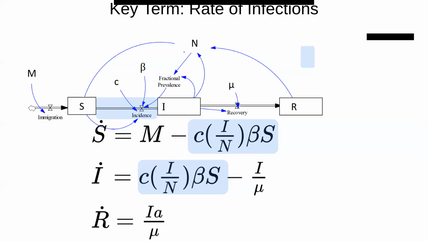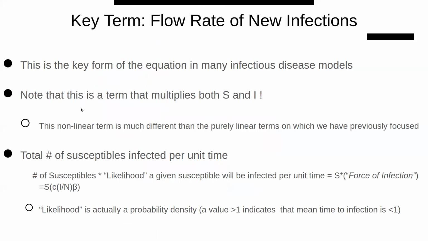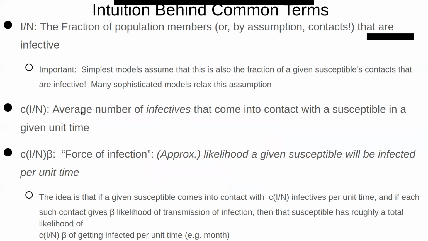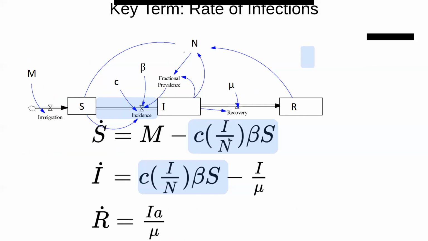So if we have a force of infection of 0.5 per day, it will mean your average time before getting infected is about 2 days if you're susceptible. If your force of infection is 0.01 per day, it means your mean time before getting infected is 1 over 0.01, which is 100 days. Okay, but let's unpack this more, because each of these terms means something.